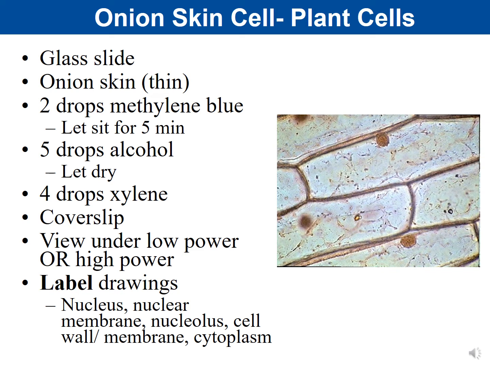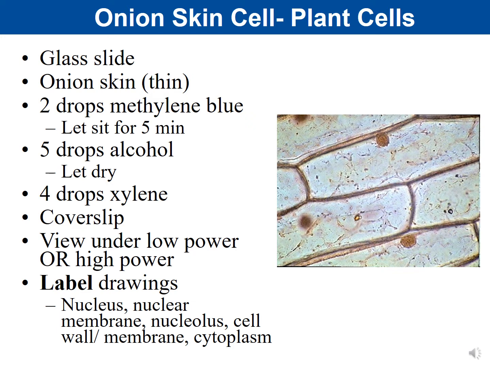The next slide that you would look at would be your onion skin. Onion cells have an epidermis, just like our skin has an epidermis. And so if you've ever peeled an onion, you know how onions have rings. The skin is going to be the inner side of one of those rings. And so what you would do is take a glass slide and place on it an onion skin, so a thin piece of the onion.